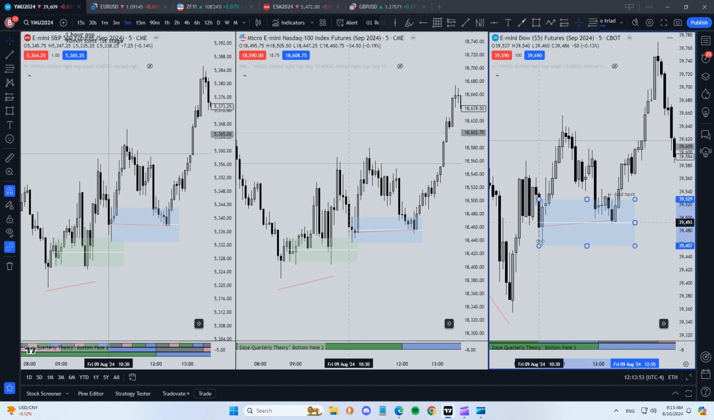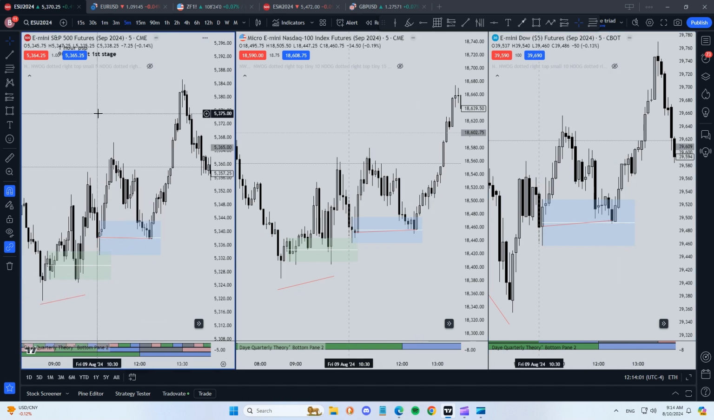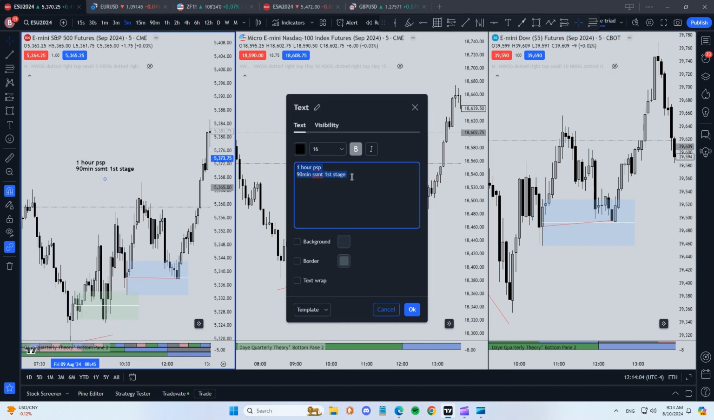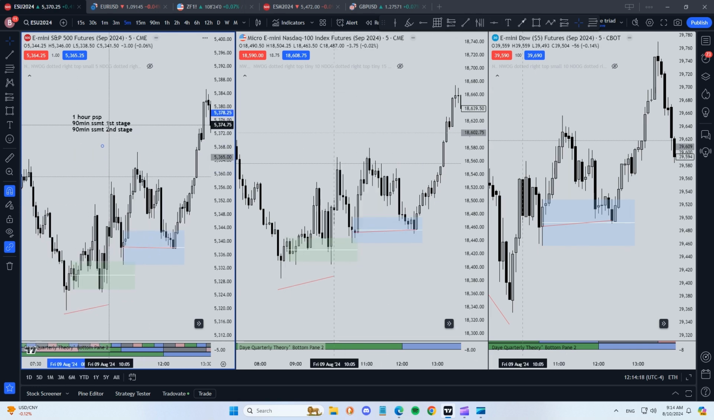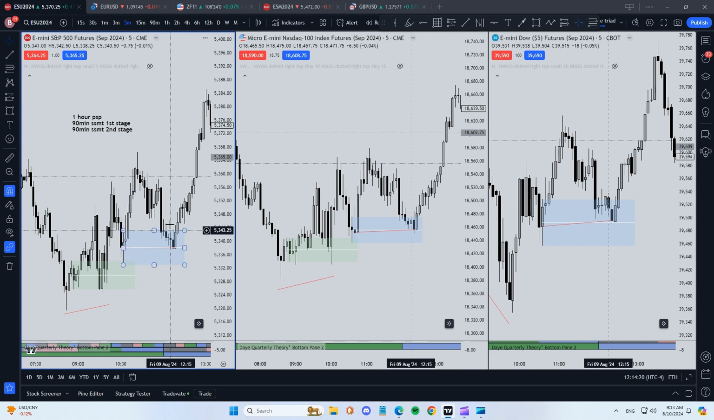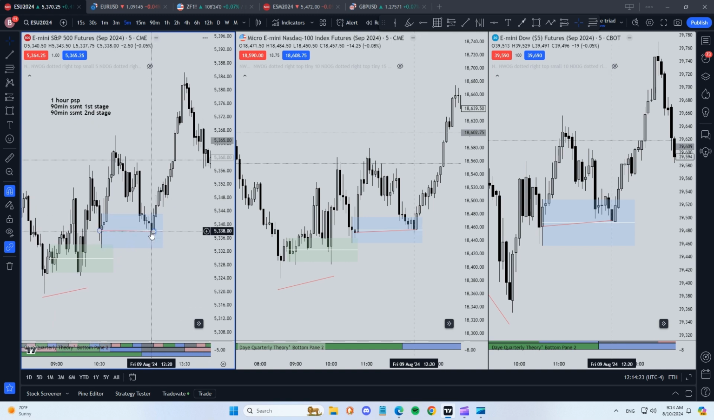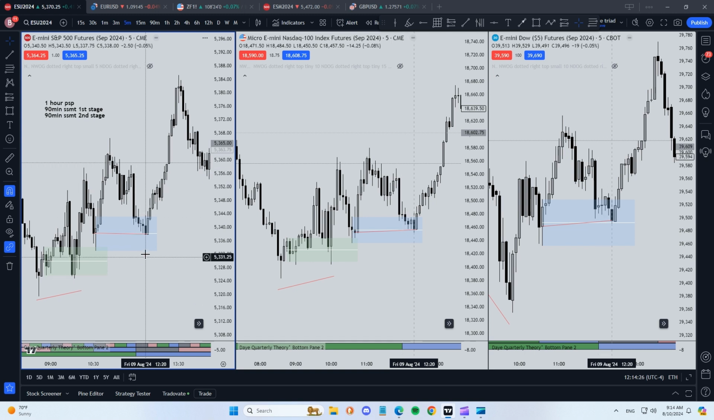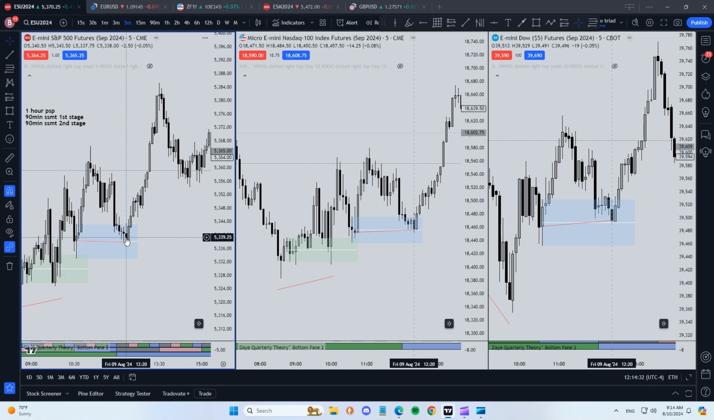Okay, so bam, bam, higher, lower, higher, and then from this point we have two stages. And then that is when we have go time, right? Two stages, and then we go. So our second stage SMT was right here, created. And from this point on, we just went straight up. We also have this 5 minute PSP right here that sent us the go signal. And then from there, it was game time, and we went straight up to the high.